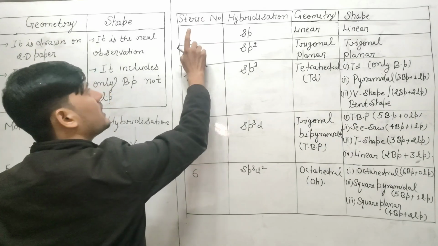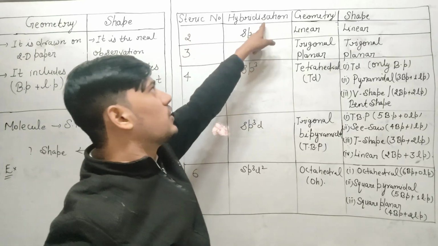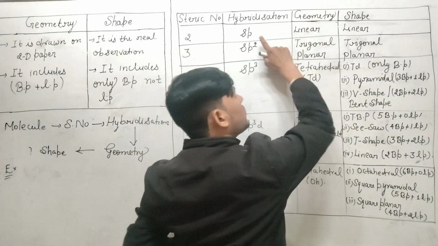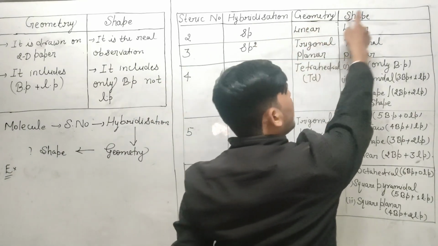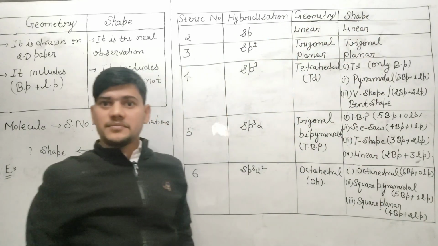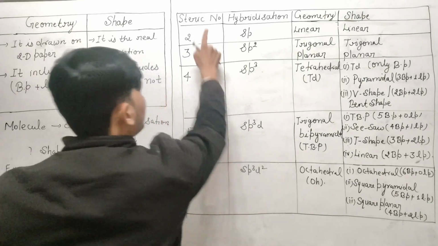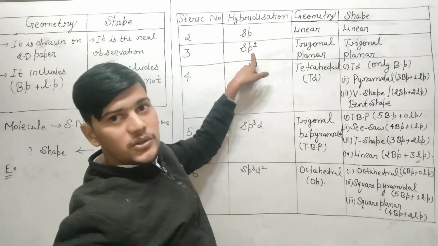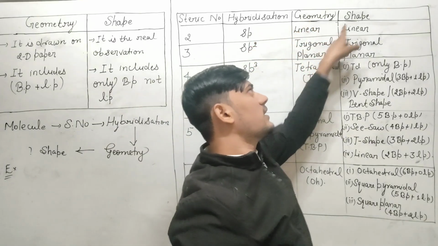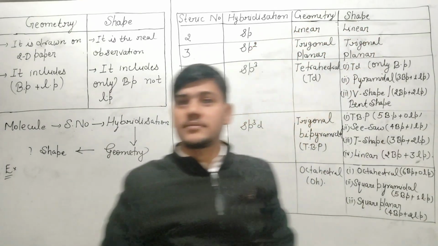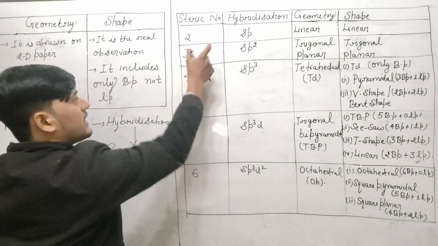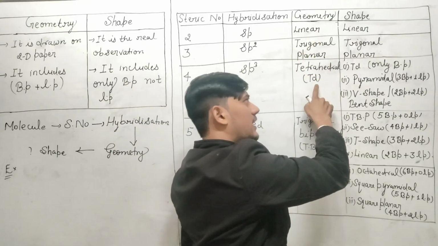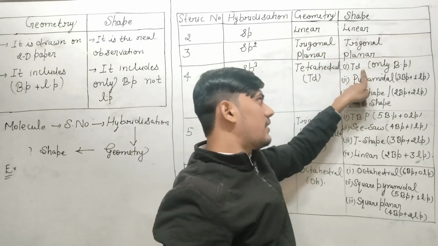If the steric number is 2, then the hybridization of the molecule will be sp. The geometry corresponding to this hybridization will be linear and the shape will be linear. Similarly, if the steric number is 3, then the hybridization will be sp2, the geometry trigonal planar and the shape trigonal planar. If the steric number is 4, then the hybridization is sp3, the geometry will be tetrahedral, and the shape may be tetrahedral.